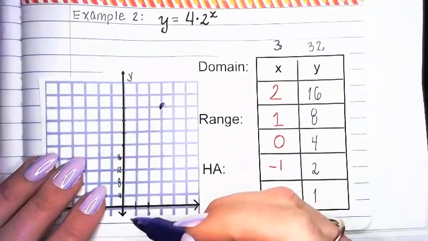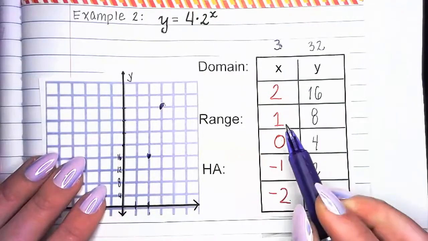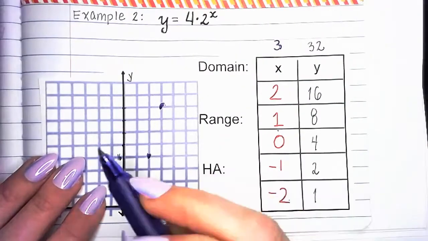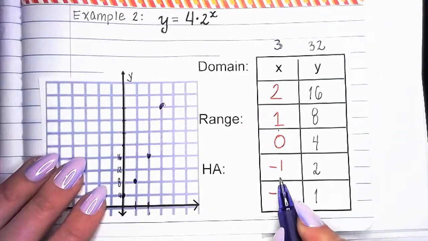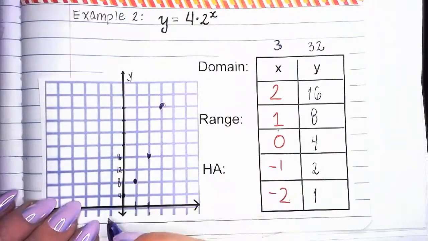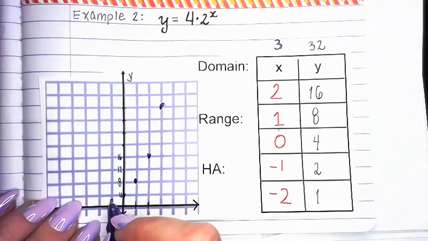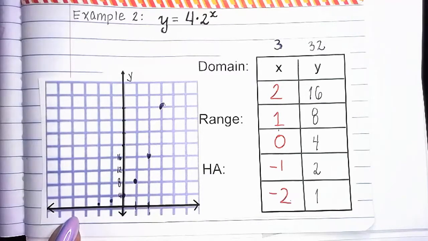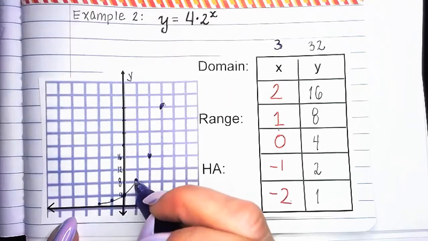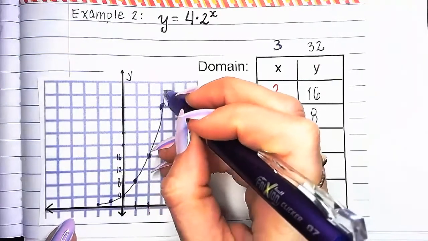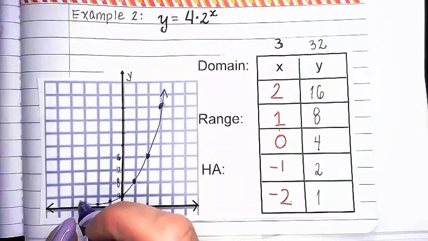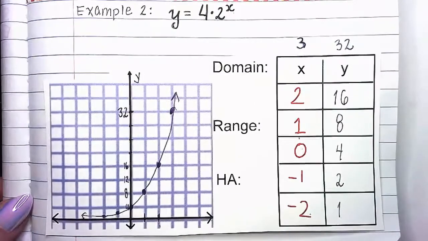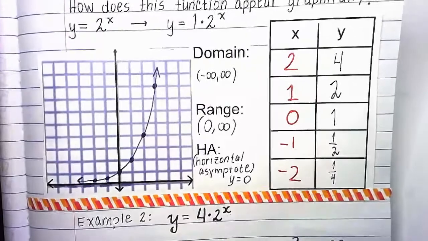Over 2, up 16. Over 1, up 8. Over 0, up 4. Left 1, up 2. So that would be 2. And over 2, up 1. Interesting. If I connect these values, I have a different equation than my last example. My x-axis I counted by 1s, but on my y-axis I counted by 4s. So what do we notice about this graph and this graph?